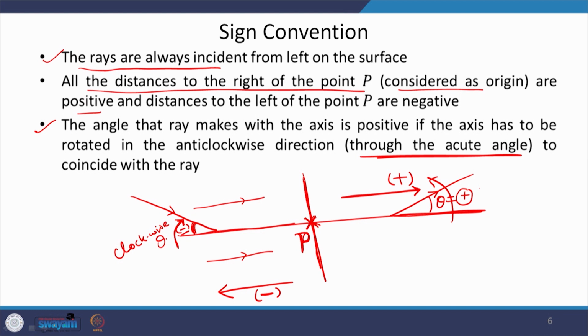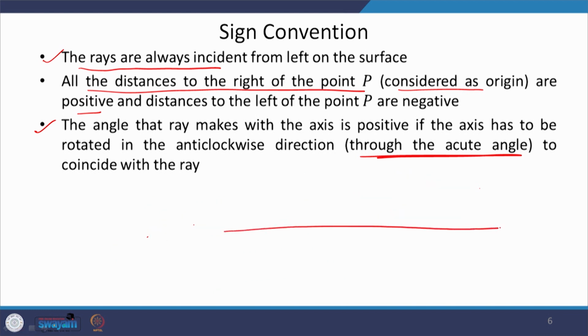Let me write very clearly. This is our axis.